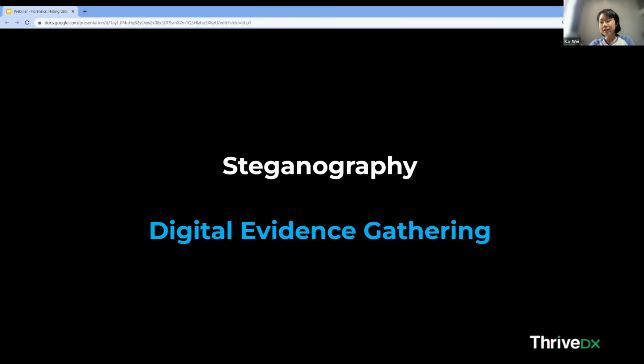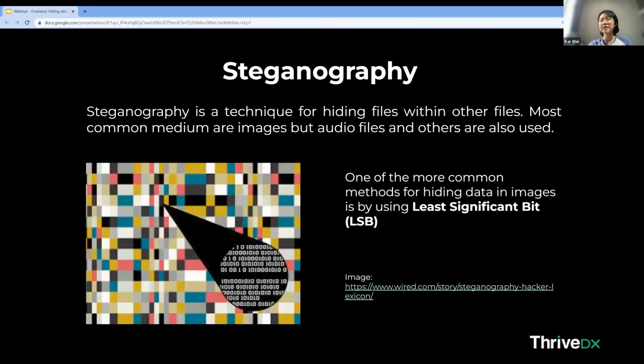So other than metadata forensics, there are also multiple ways we can hide data within files. The next one we're going to look at is steganography. So what is steganography? It is a technique for hiding tools or files within other files, where the medium used is usually different from the file to hide.